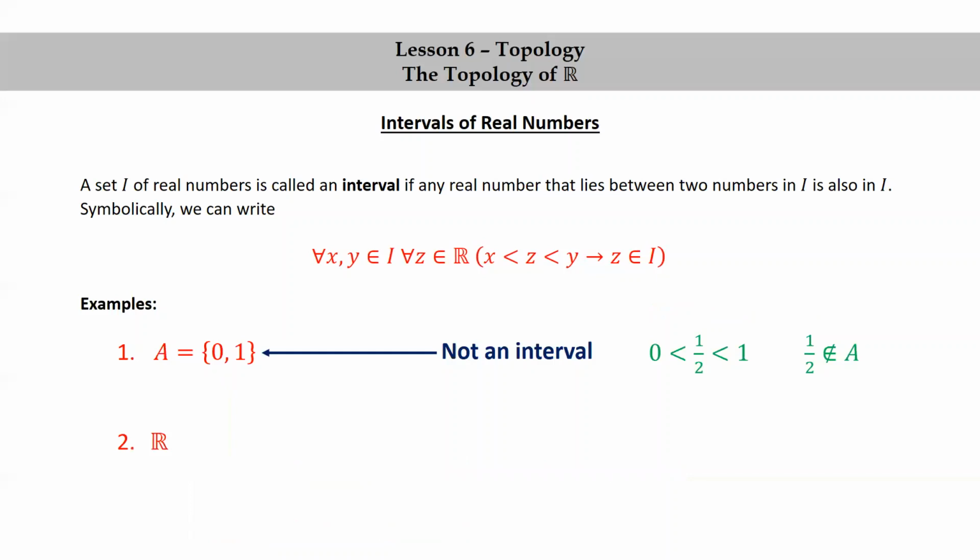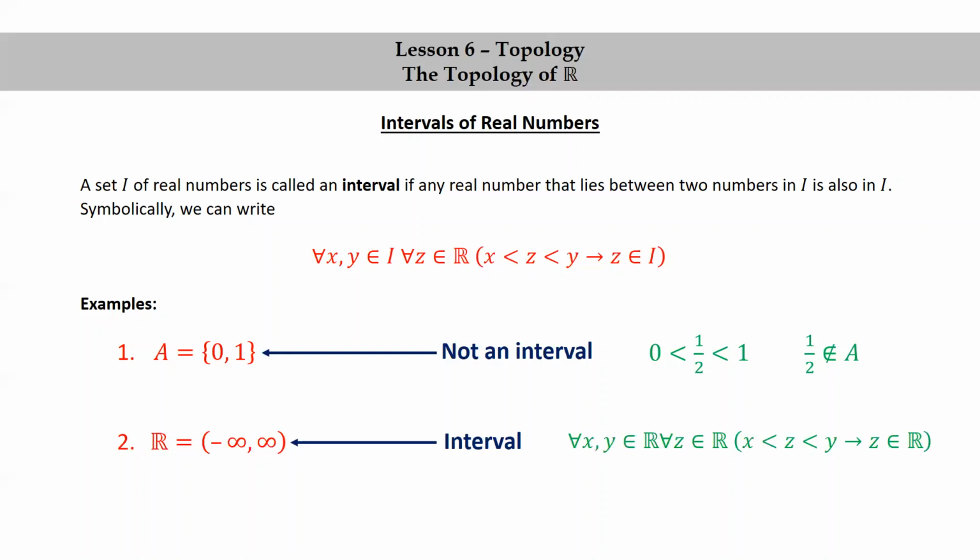As a second example, let's look at R, the set of real numbers. Notice the special font. We're using a double struck font here to indicate that this is the special set R, the set of real numbers. This is an interval. When we think of the set of real numbers as an interval, we usually write it in interval notation like this, with open parentheses, minus infinity, comma, infinity.